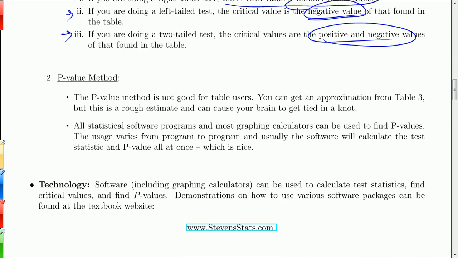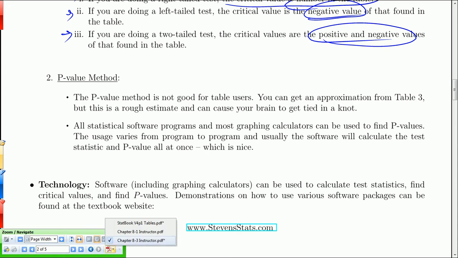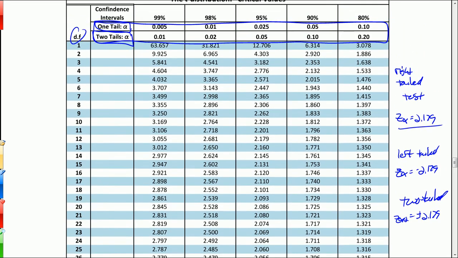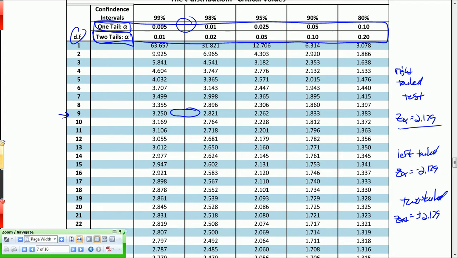The p-value method is not really good for us table users. You can get an approximation from table 3 if you get your degrees of freedom, say your degrees of freedom is 9, and you have a test statistic of 2.95, you're in here somewhere. And so in a one-tailed test, that would be a p-value between 0.005 and 0.001. It's hard to do. You're sort of using the table in reverse. So I don't really like doing it, so I'm going to stop here.